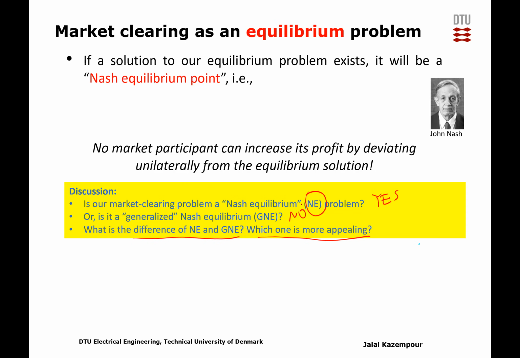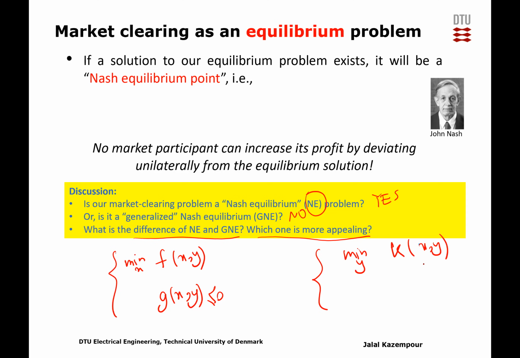I'll finish in 4 minutes, then we will have a 10 minutes break. Let me write again the generalized Nash equilibrium. So we have minimize over x, f of x and y, with g of x and y lower than or equal to 0. The other one is minimize over y, let's say k of x and y. The constraint is h of x and y lower than or equal to 0. This is GNE, right?